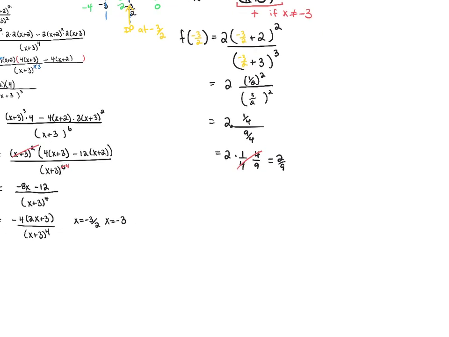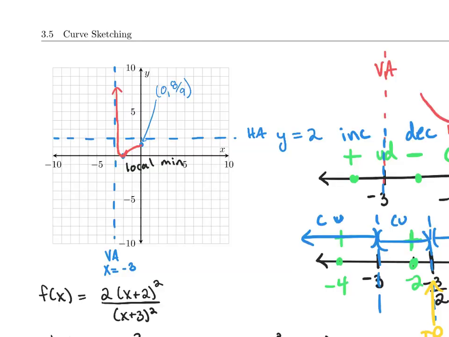So we have an inflection point at negative 3/2, 2/9, and then remember we had our local minimum at negative 2, 0. Okay, now let's go back to the graph and put all of this together. When I was drawing this before, I kind of guessed at the inflection point.